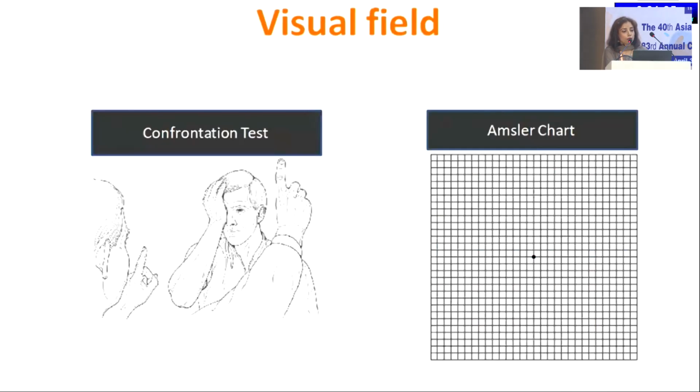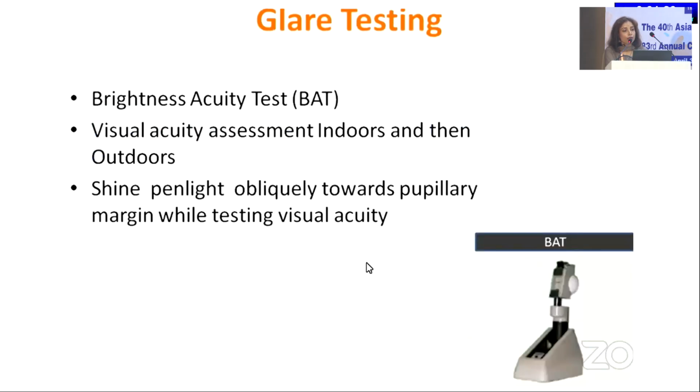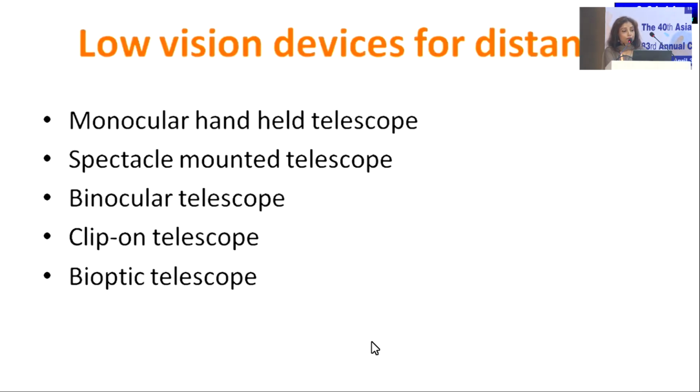Visual field can be done by confrontation, but perimetry will be preferred. Amsler's chart is more relevant for macular disorder. Glare testing is done by a brightness acuity test, and it will let the person know his assessment indoors and outdoors, how he fares with the glare testing.